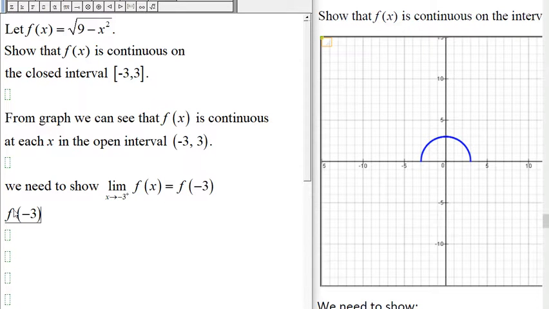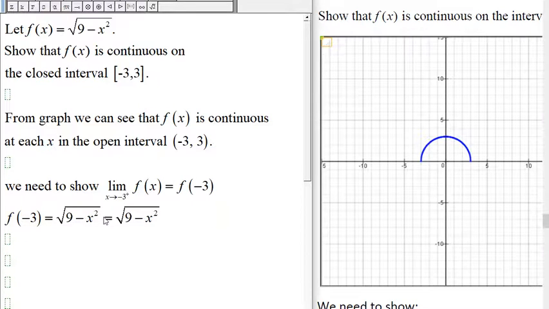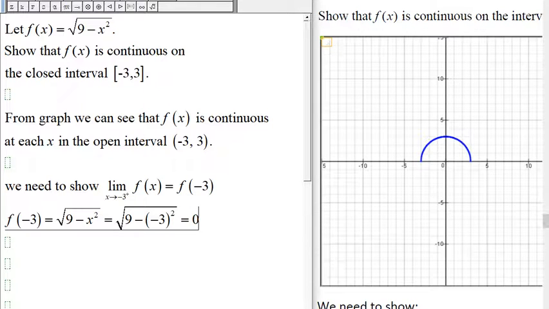So we have f of negative 3, which is equal to, in the place of x, we have negative 3. This is equal to 0. And then we have to show the limit of f of x as x approaches negative 3 from the right. We have to show that this is equal to 0 also.